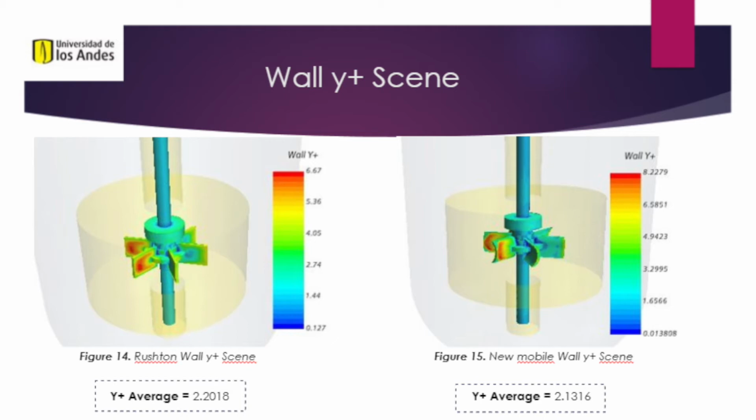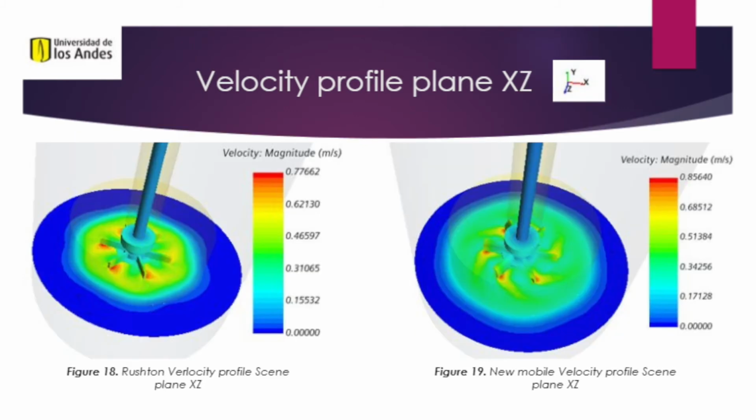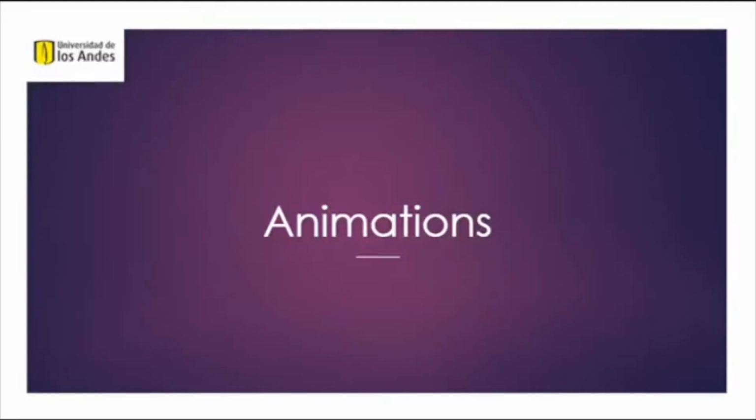The average of Y+ in both cases is less than 5, so the fluid is dominated by the viscous effect. As shown on the following scenes and animations, as expected for a turbulent flow, the mixture level is higher around the impeller and the turbulent diffusion is responsible for the mixing.